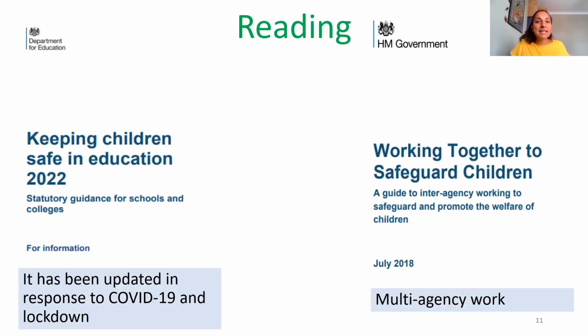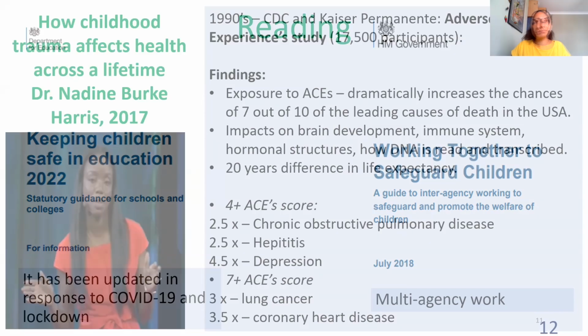If you'd like to do some more reading into safeguarding, here are some documents published by the DfE, the Department for Education. And I'd say that these are a good starting point when it comes to safeguarding. So you've got the Keeping Children Safe in Education, updated in 2022 in response to COVID-19 and the lockdown. And the other document is Working Together to Safeguard Children, July 2018, that looks at multi-agency work and how schools work with other agencies to ensure we safeguard and protect our young people.